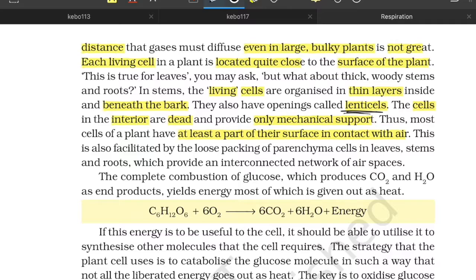This is also facilitated by the loose packing of parenchyma cells. This is also important. What is also facilitated? The oxygen exchange, the gaseous exchange is also facilitated by the loose packing of parenchyma cells because they provide an interconnected network of air spaces.